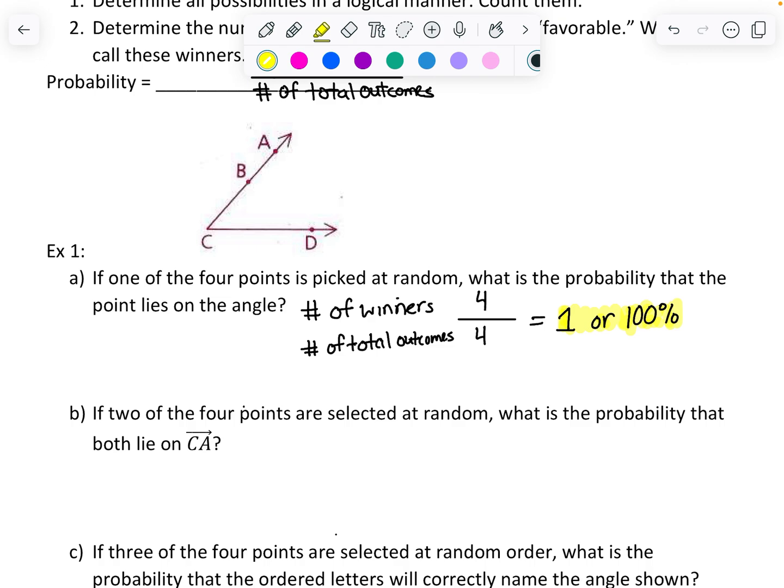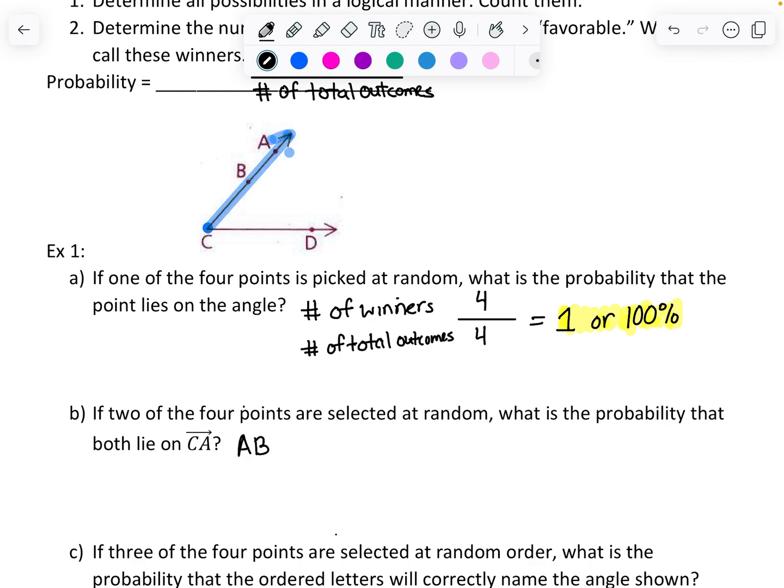Okay, now part B. If 2 of the 4 points are selected at random, what is the probability that both lie on CA? So CA, or ray CA, I should say. That's that ray right there. Now this gets to be a little bit annoying, but you have to go through and list your different possibilities of 2 points if they're all selected at random. So let's list out my possibilities.